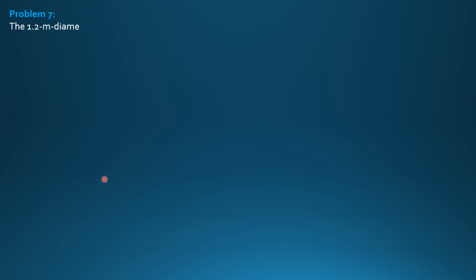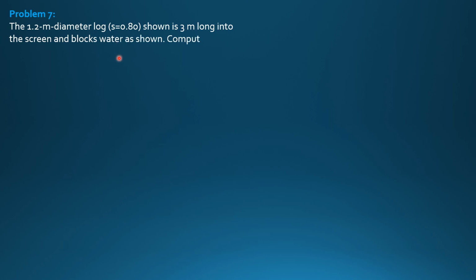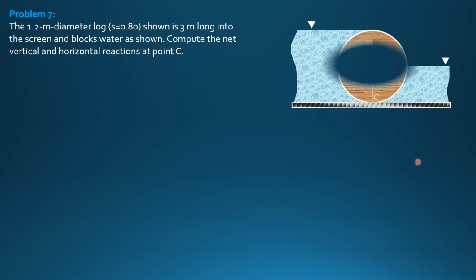Problem 7. The 1.2 meter diameter log of specific gravity 0.8 shown is 3 meters long into the screen and blocks water as shown. Compute the net vertical and horizontal reactions at point C. So this is the given figure.